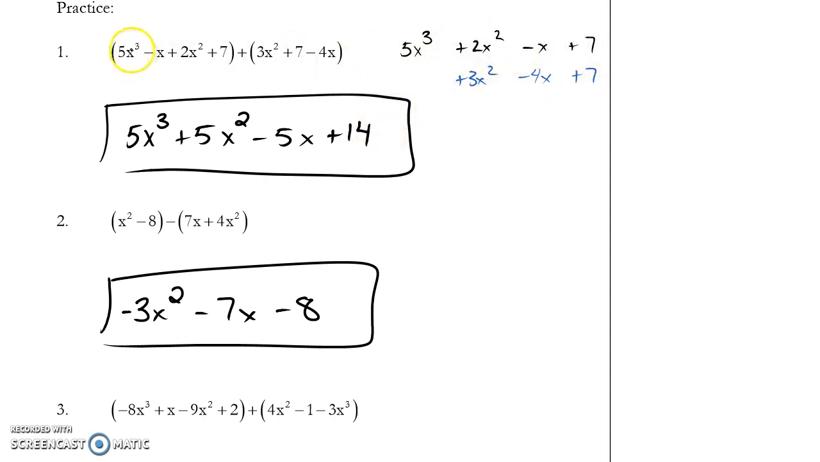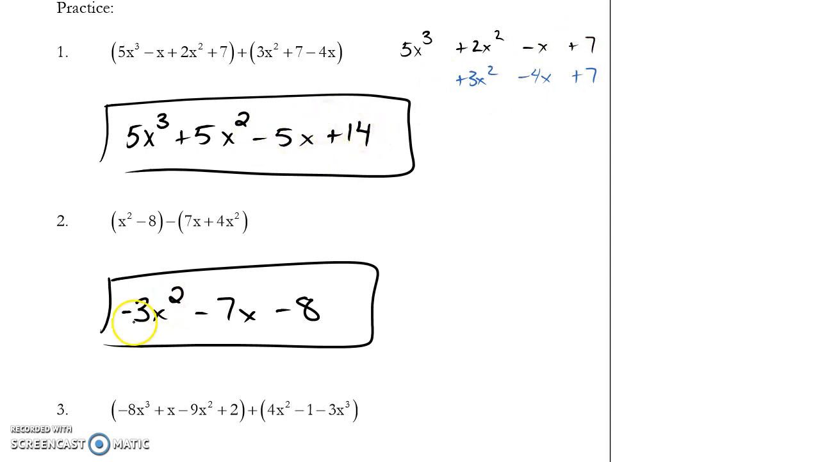I took my first polynomial, 5x cubed minus x plus 2x squared plus 7, wrote it in standard form. That way I could take my second polynomial and just take each term, write it under a like term. Now I can combine. Nothing to combine, it's 5x cubed. Positive 2, positive 3 is positive 5x squared. Minus x minus 4x is minus 5x, plus 7 is plus 14.